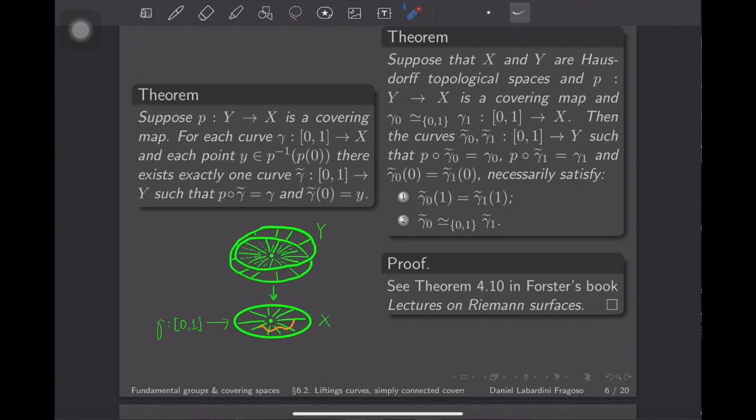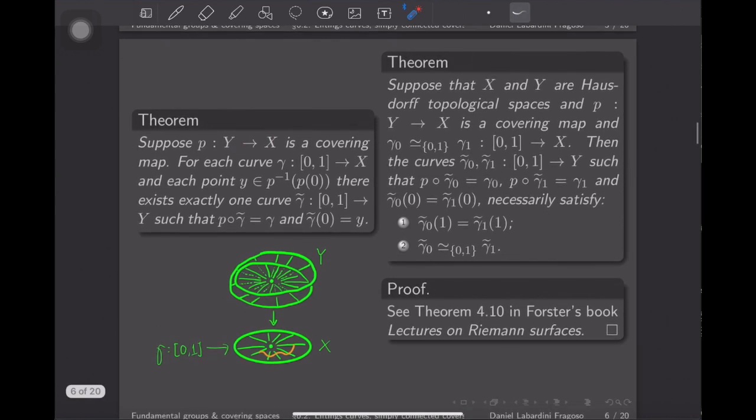Right. So if you give me a covering map and a curve here, and you look at where the curve starts, then for each point that lands in that starting point under P, you can lift in a unique way. Okay. And next.